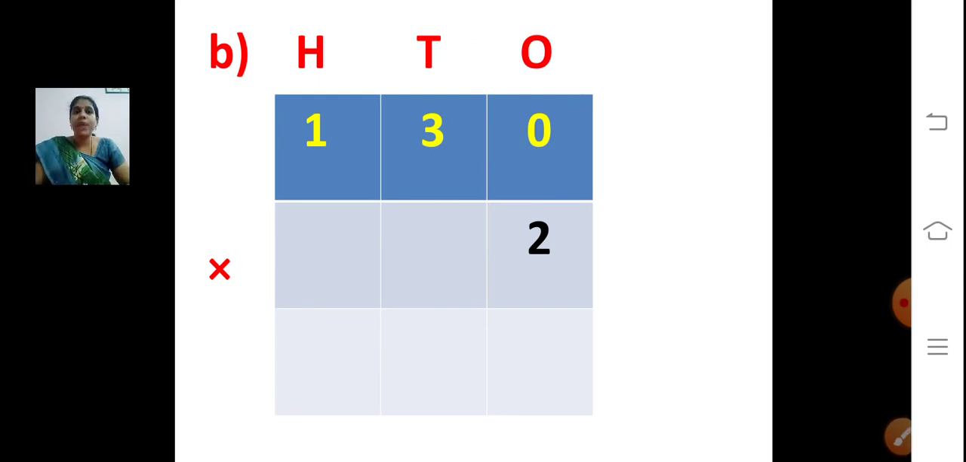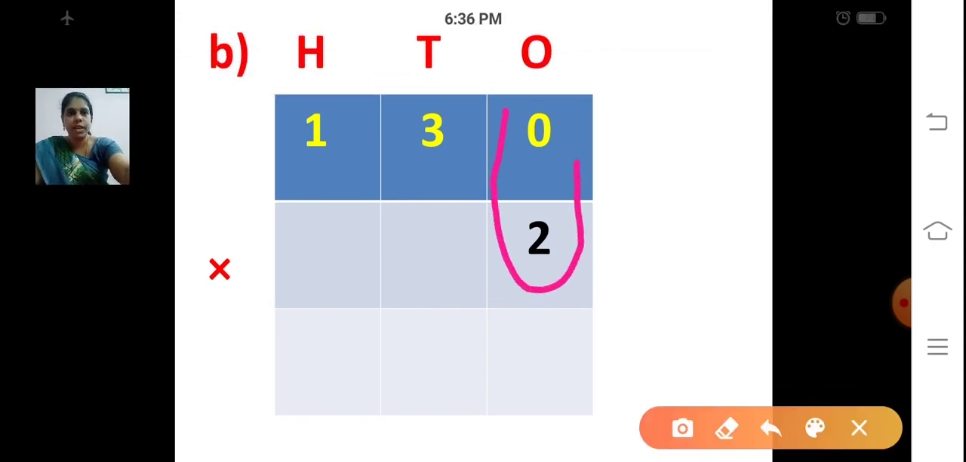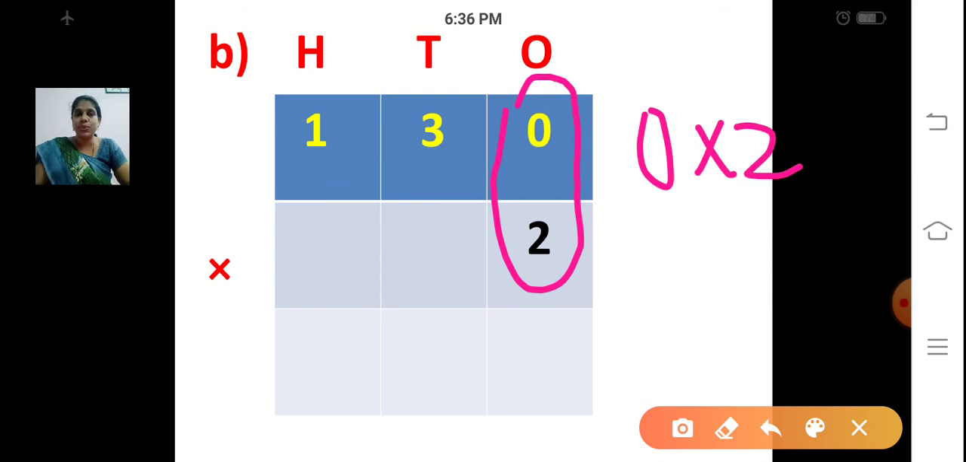We're going to multiply 130 into 2. The same way, first we're going to multiply the digit at the ones place by 2. So now tell me, 0 into 2, what is the answer? When you multiply a number by 0, the answer is 0. So write down 0 below the ones place.